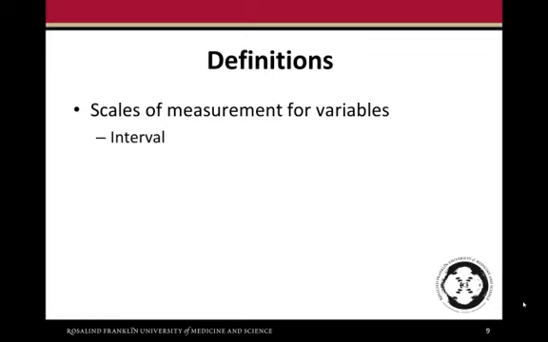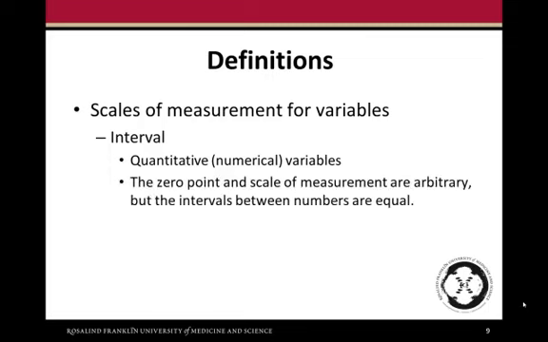The next one is interval scales, and these are quantitative or numerical variables, and there's a 0 point, and scale measurements are arbitrary, but the intervals between the numbers are equal. And a great example of this is temperature. It could be measured either as Celsius or Fahrenheit without any loss of information, right? Zeros are at different points for Celsius and Fahrenheit. And the degree increment measurements are consistent for both of them separately.